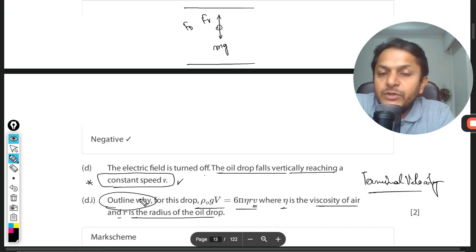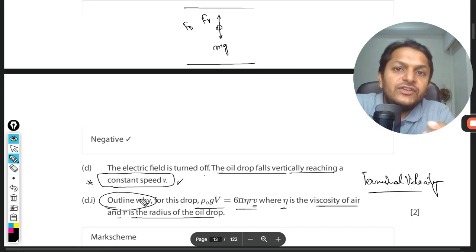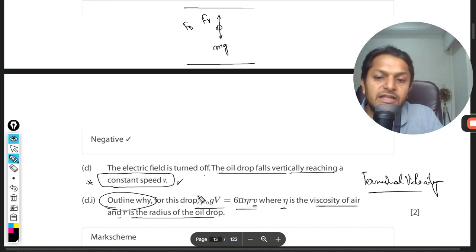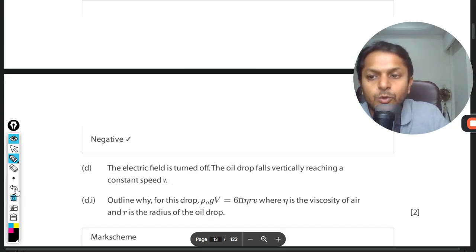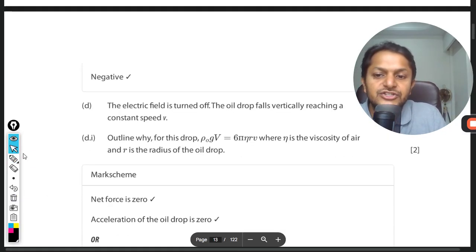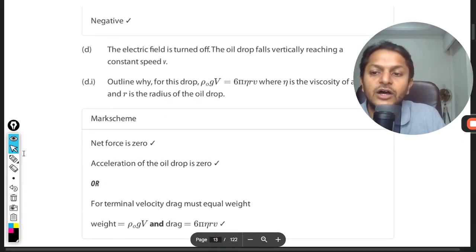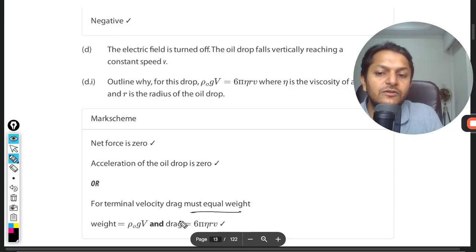And then only it would be able to move at a constant velocity. So definitely they're talking about the terminal velocity, and in that situation both of the forces are equal to each other. That's it. So the net force is zero. The acceleration of the drop is zero. For the terminal velocity, the drag must equal the weight.